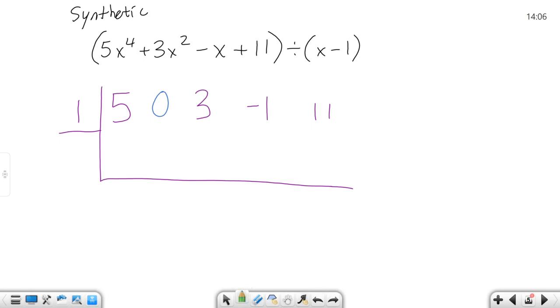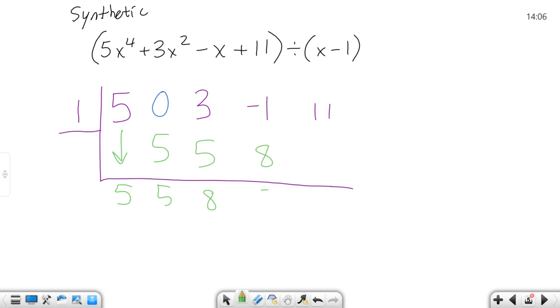Now I do synthetic division just like I would normally do it. I take my 5 and I drop it down, I get a 5. Then I do 1 times 5 and put it here. What is 1 times 5? 5. And 0 plus 5 is 5. Then I do 1 times 5 is 5, and write it there. 3 plus 5 is 8. Then I say 1 times 8 is 8, and write it here. I'm just doing my process over and over again.